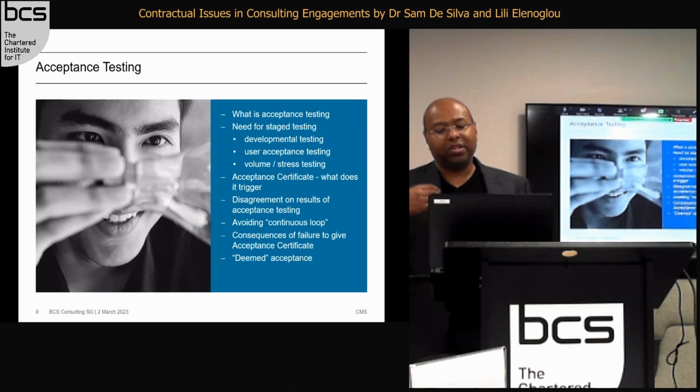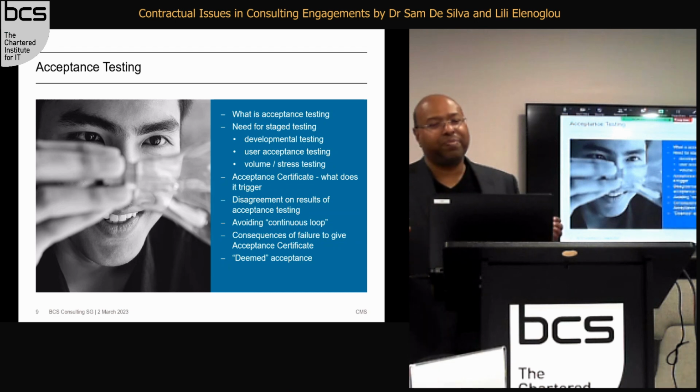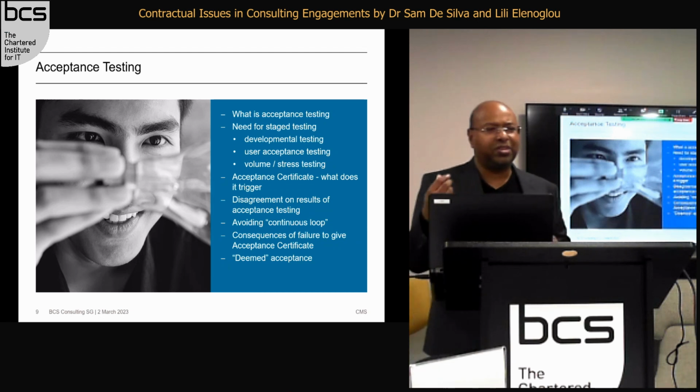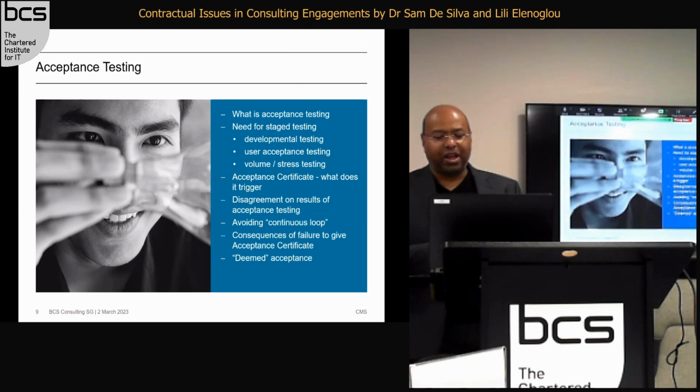The other thing is you want to make sure that you're aware that there could be a trigger where they say if it fails acceptance testing, then you've got to refund all the amounts that we paid you. So again, obviously from a consultant perspective, that's not a very good position. So just those things you should watch out for.